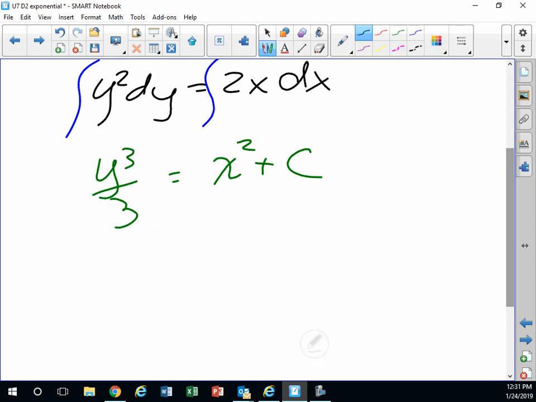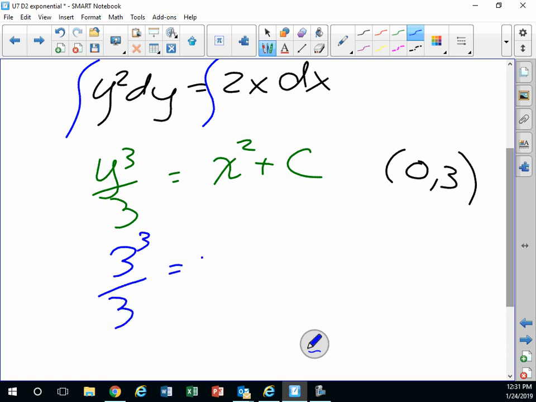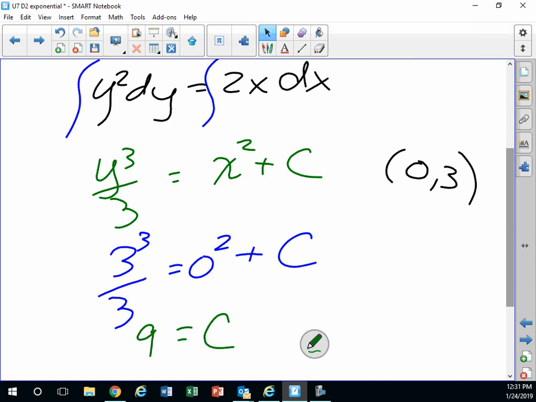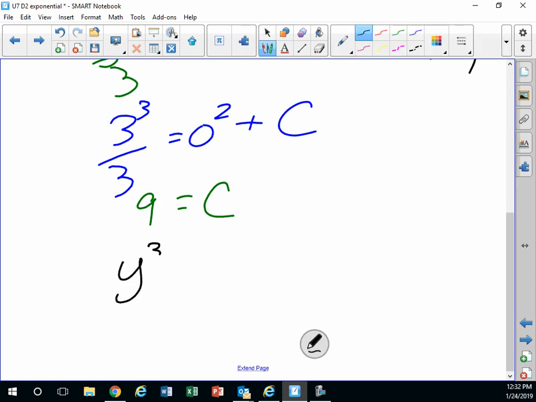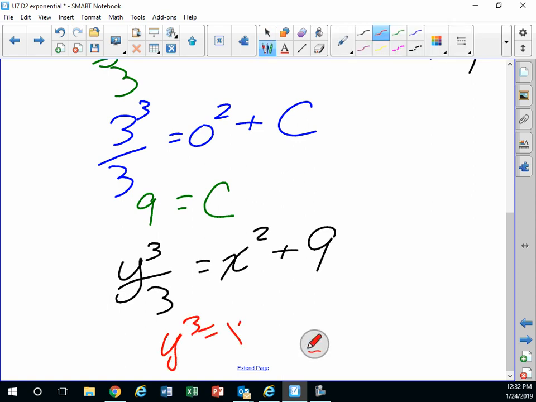The point is 0, 3. So 3 cubed over 3 equals 0 squared plus c. So c equals, that's 27 over 3, 9. In my world, c is 9 because I haven't solved. So y cubed over 3 equals x squared plus 9. So y cubed equals 3x squared plus 27.